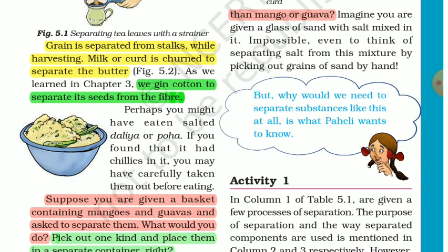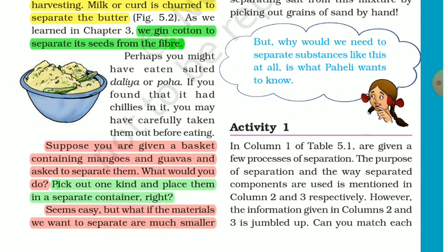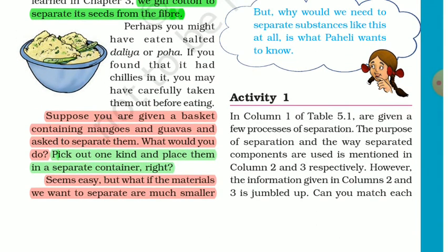Perhaps you might have eaten salted dalia or poha. If you found that it had chilies in it, you would carefully remove these chilies one by one with the hand, right? So there are many separation techniques. If I give you mangoes and guavas in a basket and tell you to separate them, you will simply place mangoes and guavas one by one in separate containers. So we are completely separating the mangoes and guavas.